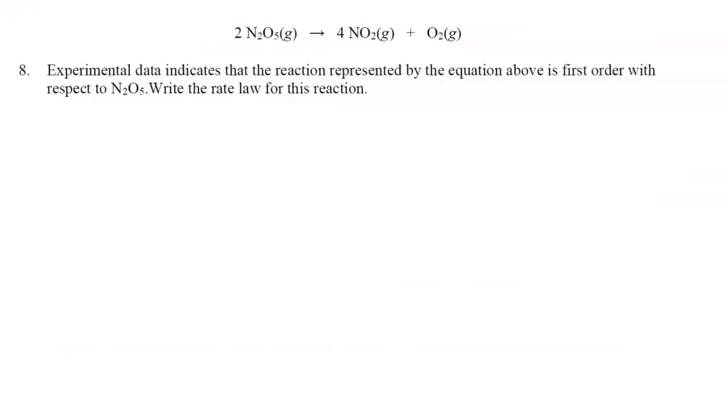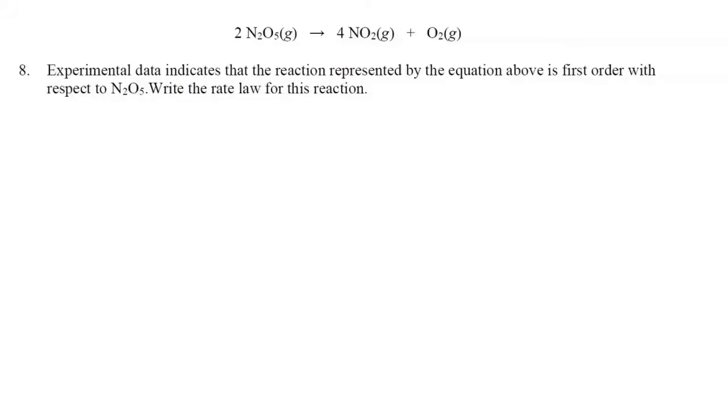Question 8. Experimental data indicates that the reaction represented by the equation above is first order with respect to N2O5. Write the rate law for this reaction. So even though there happens to be a coefficient of 2 next to the N2O5 in the balanced chemical equation, the order with respect to N2O5 is determined experimentally. And we are told that it is first order with respect to N2O5.